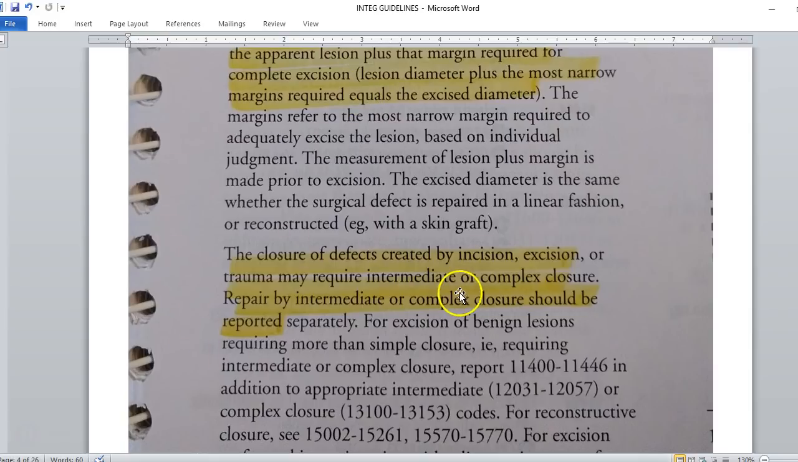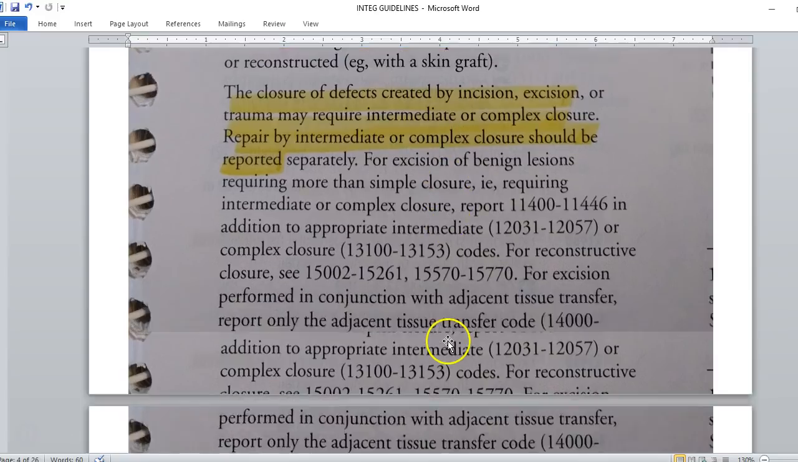The last thing that I want to say before we actually look at the margins is this, at the beginning of this paragraph. The closure of defects, so areas that don't have enough skin or tissue there, created by incision, excision, or trauma, may require intermediate or complex closures. Repair by intermediate or complex closures should be reported separately. And we'll talk more about that when we get to the wound repair codes. So again, if we can't just push the skin back together and suture it, then we may have to use a secondary code to describe multiple layers or a complex set of sutures for that patient.